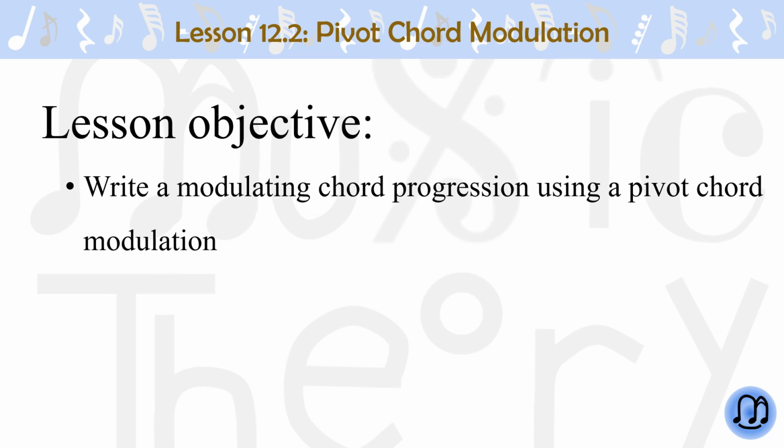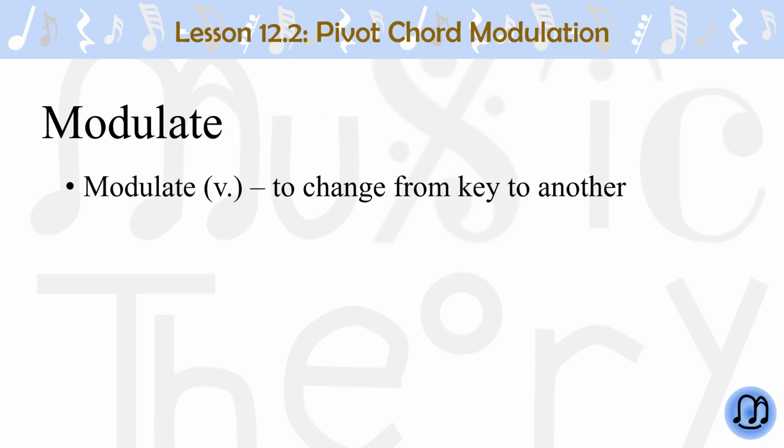This is lesson 12.2, Pivot Chord Modulation. In today's lesson we are going to learn how to write a chord progression that modulates using a pivot chord modulation. To modulate means to change from one key to another. A modulating chord progression is one that starts in a key and ends in a different key.